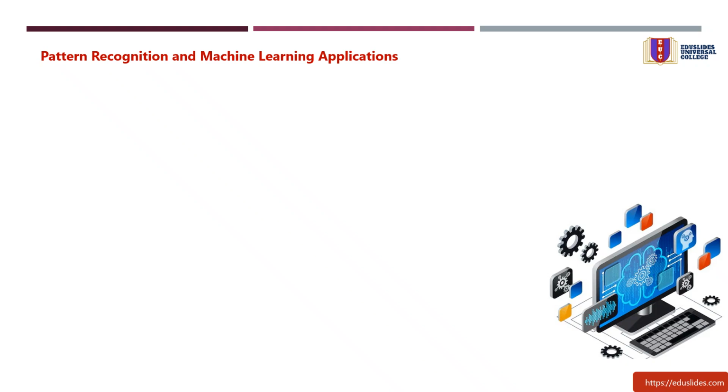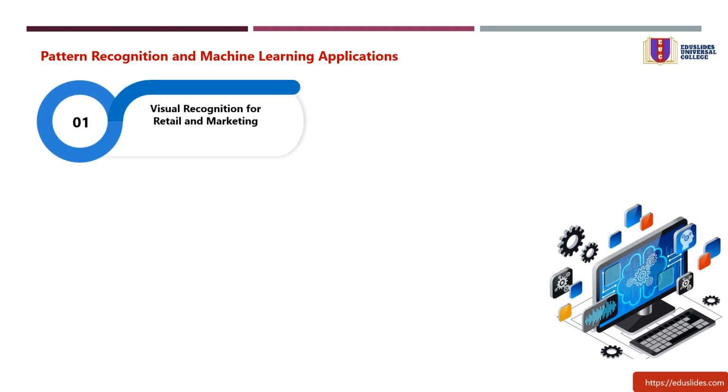These applications are: 1. Visual recognition for retail and marketing. Pattern recognition plays a pivotal role in retail and marketing by enabling businesses to identify products within images. This functionality allows for automated inventory management and real-time tracking of customer behavior. Machine learning models can analyze visual patterns from consumer interactions, providing valuable insights that can shape personalized shopping experiences. Facial recognition technology further elevates this by offering tailored recommendations and targeted marketing strategies based on individual preferences and demographics.